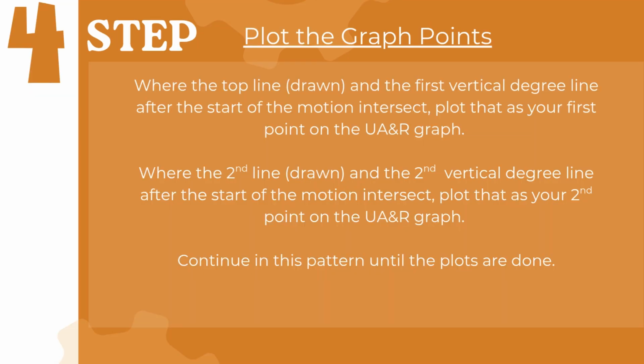Step 4. Plotting graph points. Where the top line that you just drew and the first vertical degree line after the start of the motion intersect, plot that as your first point on the uniform acceleration and retardation graph. Then where the second line that you drew and the second vertical degree line after the start of the motion intersect, plot that as your second point. Continue this pattern until all the plots are done.